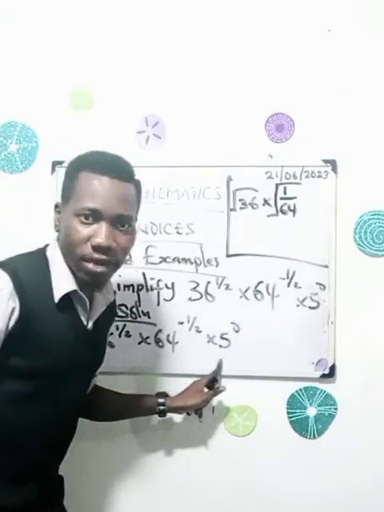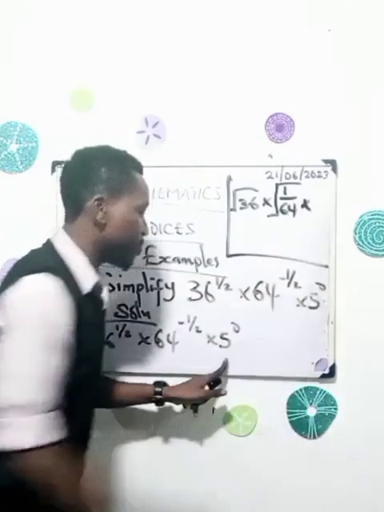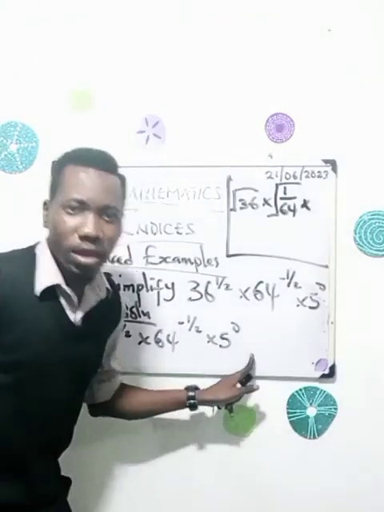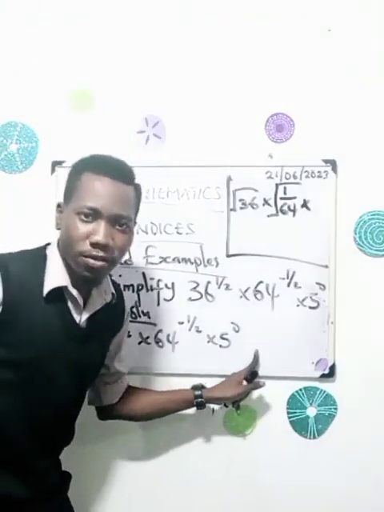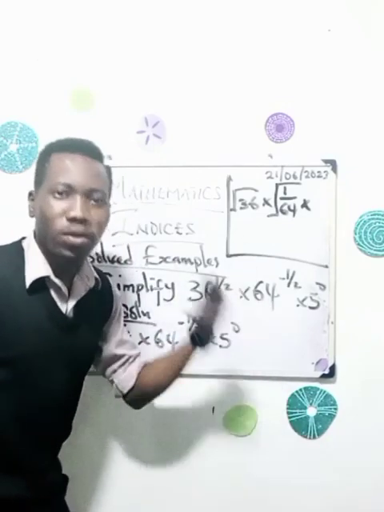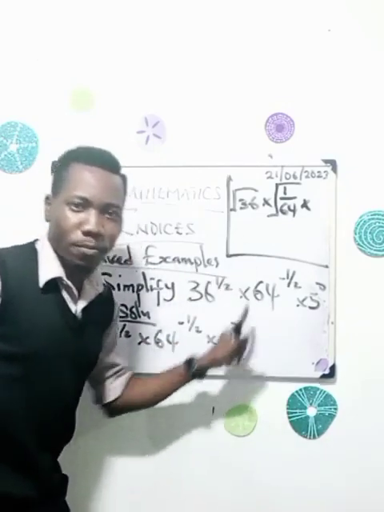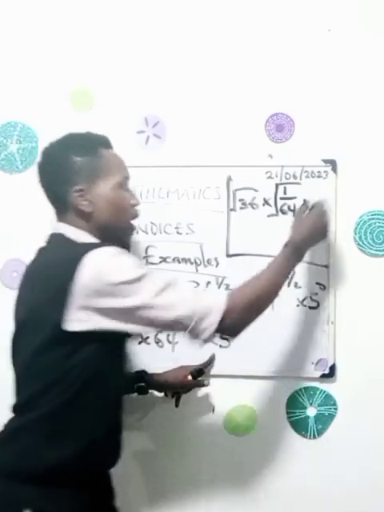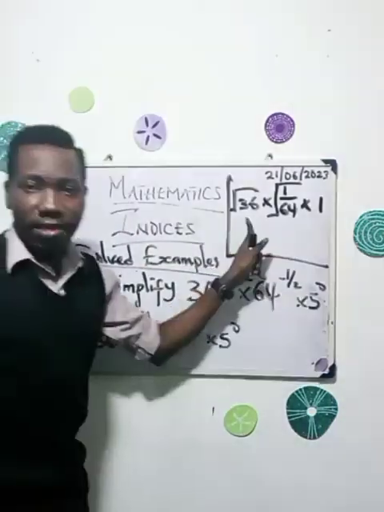Then the next term we have here is times 5 raised to the power of 0. Any number raised to the power of 0 will give us 1. 1 million raised to the power of 0 is 1. So 5 raised to the power of 0 is what? 1. So times 1.